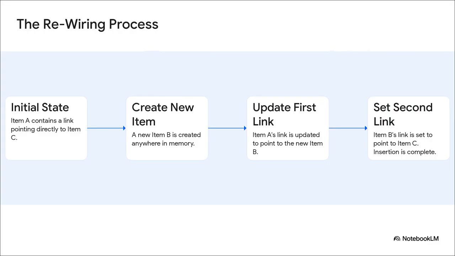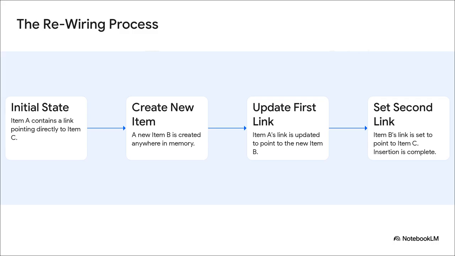So how does this scavenger hunt fix our massive shifting problem? It's actually beautiful. Look here. Initially, item A's clue points straight to item C. Now, to insert our new item B in between them, all we do is a little bit of rewiring. We tell item A, hey, from now on, you point to our new item B. And then we tell item B, okay, you're going to point to item C. And that's it. We're done.